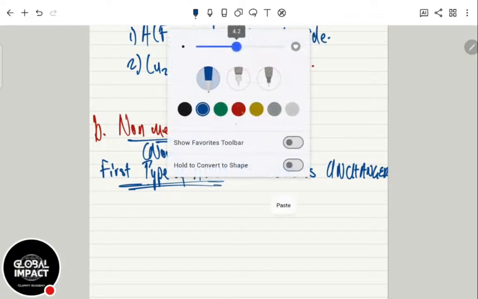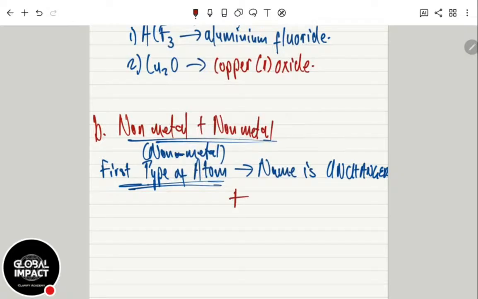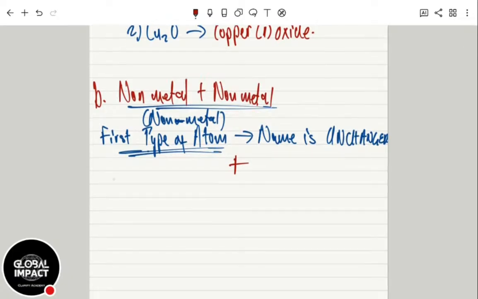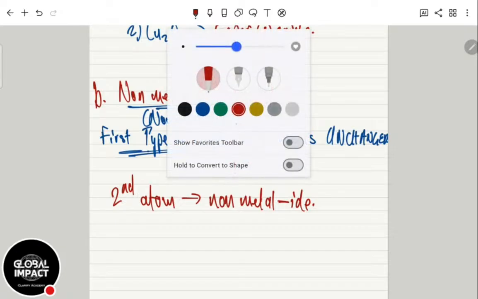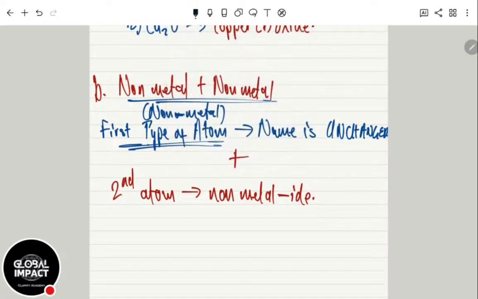Then we now say plus. What will happen to the second one now? We know that the first one, its name will be unchanged. But the second one will be a non-metal, then ide. If it's fluorine, it will be fluoride. If the second is chlorine, it will be chloride. It will just depend on what the second one is. That's what you're going to do.